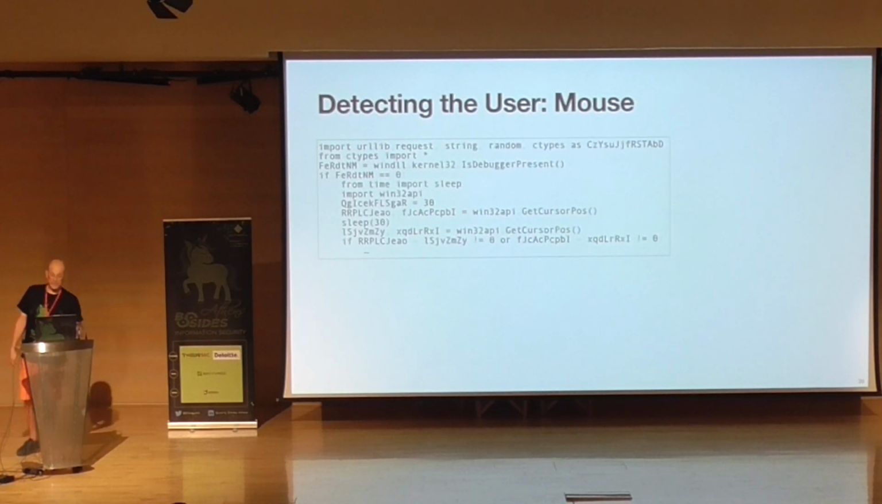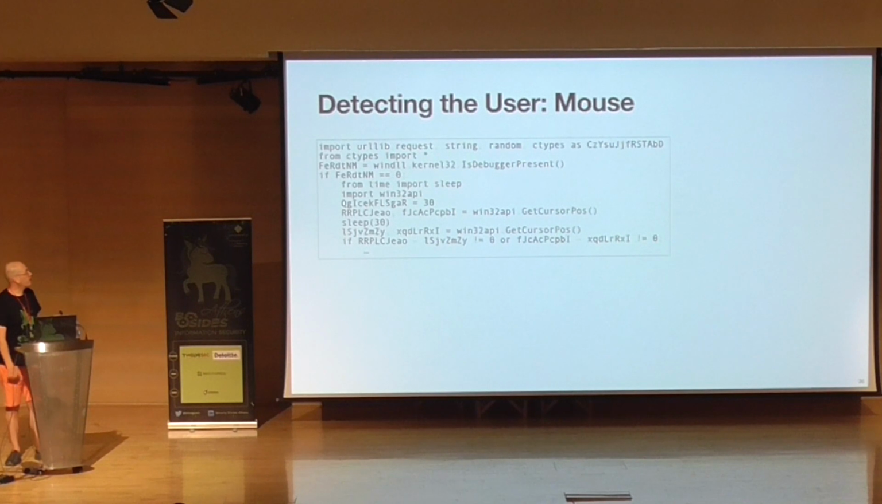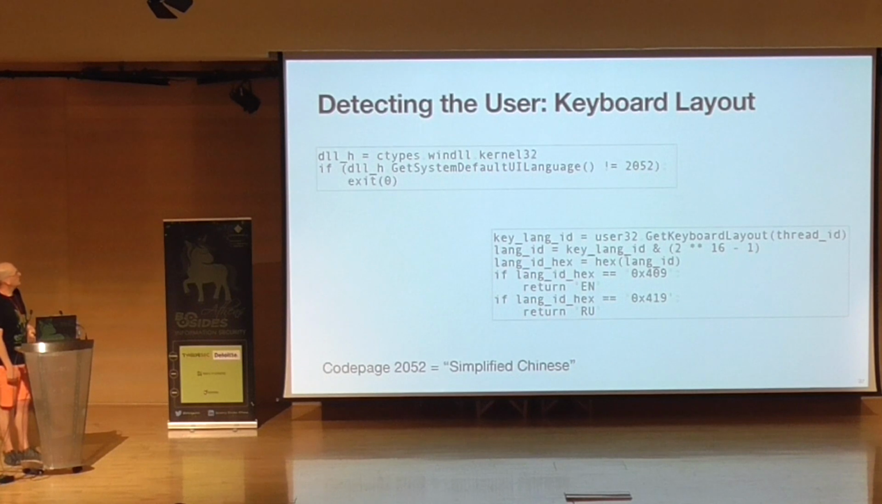You can of course get the mouse, so you can verify in Python if the mouse is moving. If the mouse did not move for a few minutes, probably there is nobody between the keyboard and the chair, so it's good to infect the computer.